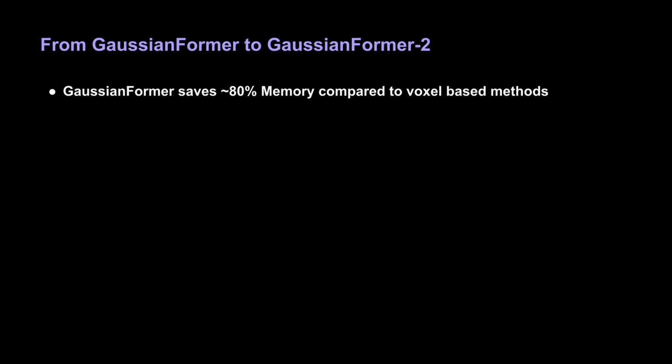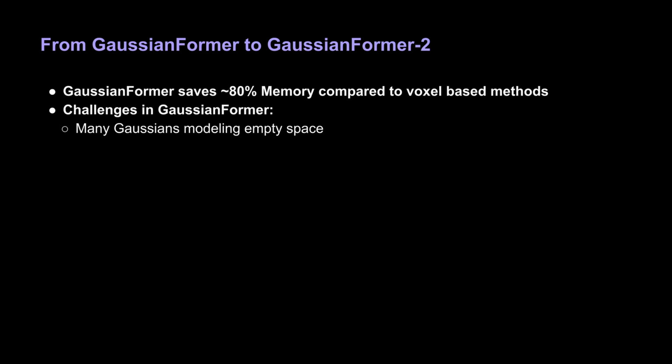While GaussianFormer significantly reduces memory usage by about 80% compared to voxel-based methods and achieves competitive performance, it still has two notable limitations. First, many Gaussians still end up describing empty regions, not fully solving the inefficiency of free space. Second, the direct summation of Gaussian contributions can lead to overlapping Gaussians. Without a constraint, Gaussians can pile up in the same region, resulting in unbounded semantic logits and unnecessary redundancy.